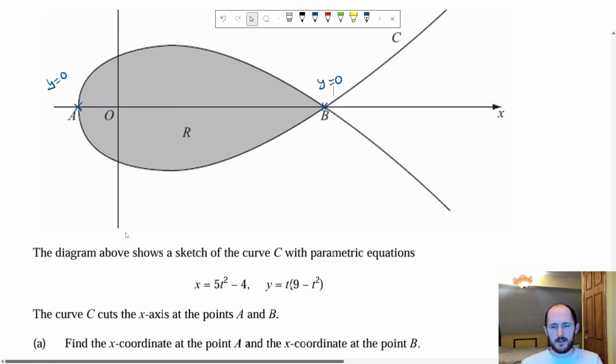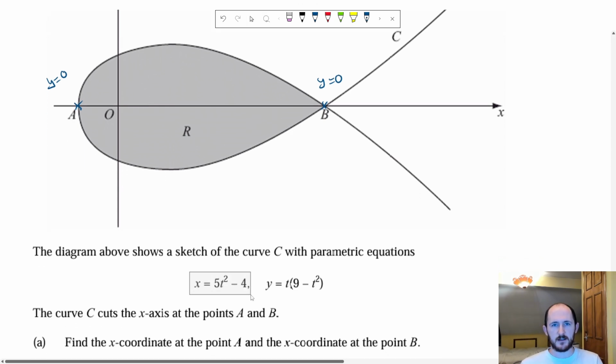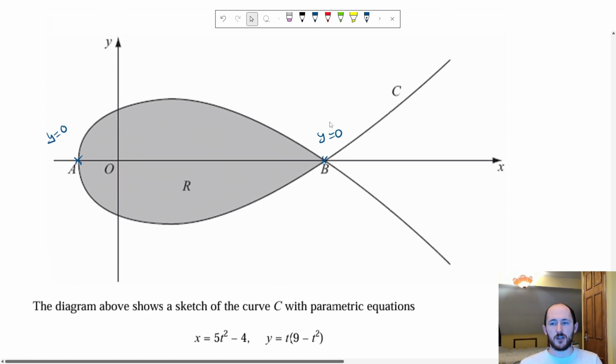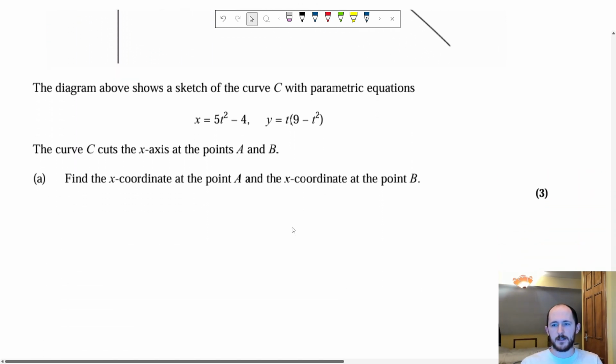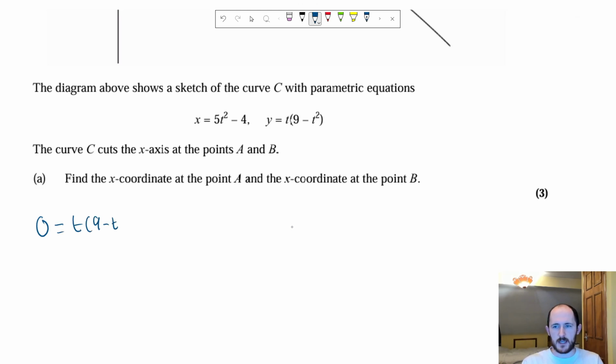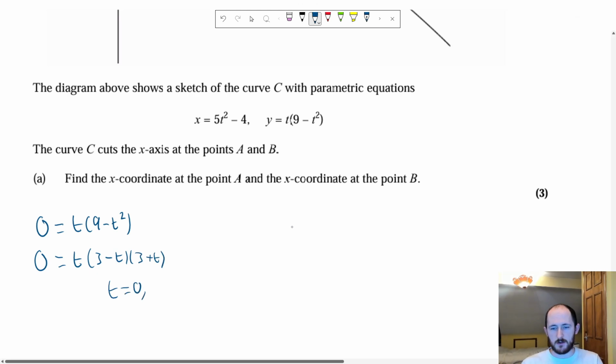Because some people, and this baffles me, they start trying to solve this. What are you doing, you silly goose? No. Instead, you want to use the information they've given you in the same way that you do with Cartesian. y equals 0. So I'm going to sub in y equals 0 here. So we have 0 equals t(9 minus t squared). To solve this, I'm going to factorize that using the difference of two squares. So it's (3 minus t)(3 plus t). So my solutions there are t equals 0, t equals 3, and t equals minus 3.